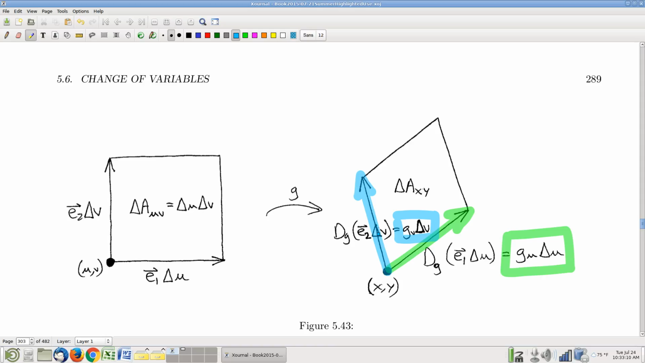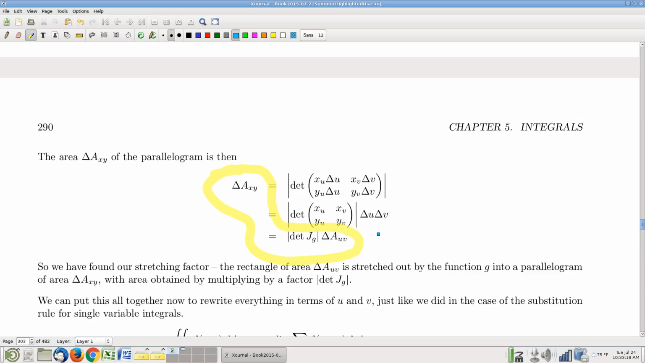Y'all remember from chapter 1 how to compute the area of a parallelogram. It's the determinant, right? There's a really nice punchline in how the algebra works out here. You take these two vectors. The first one, partial derivatives times delta u. The second one, partial derivatives times delta v. It's a 2 by 2 determinant. Multiply, subtract, the usual formula. And the nice punchline is that the output area relates to the input area by way of multiplication by that factor.